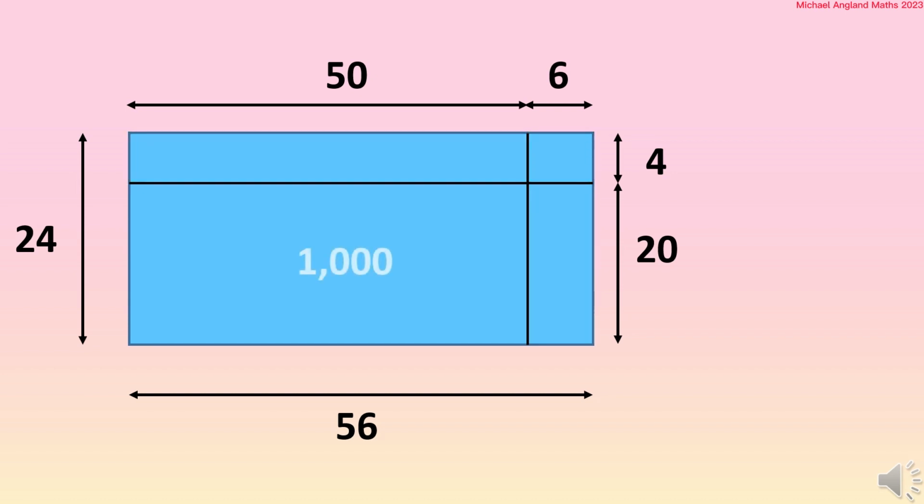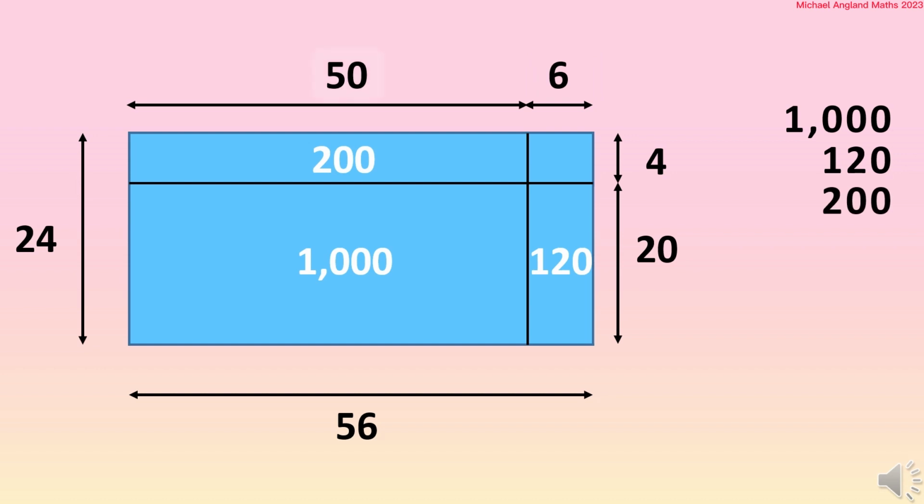The bottom left is 1000, which is the product of 50 and 20. The bottom right is 120, which is the product of 6 and 20. The top left is 200, which is the product of 50 and 4. And the top right is 24, which is a product of 6 and 4. Tallying those up, we get 1344. So the product of 24 and 56 is simply the sum of those four numbers, 1344, which is the area of that rectangle with width 24 and length 56.